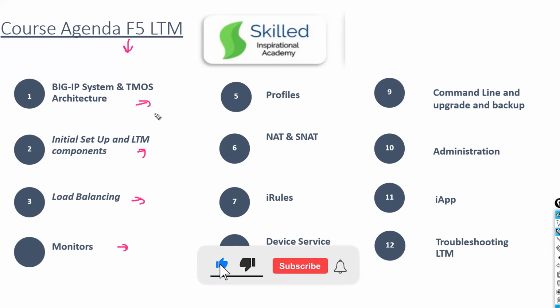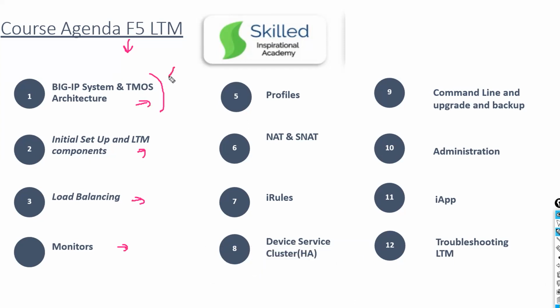So starting with big IP system and TMOS, I will be starting it. So the operating system which is used in F5 is called TMOS. Like in Juniper, we have Junos. In Cisco, we have iOS. The same in F5 load balancer is called TMOS operating system, which is called traffic management operating system.